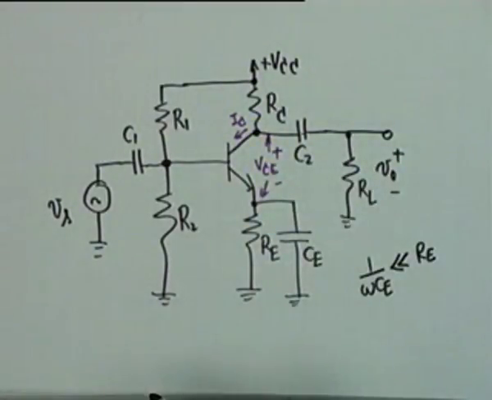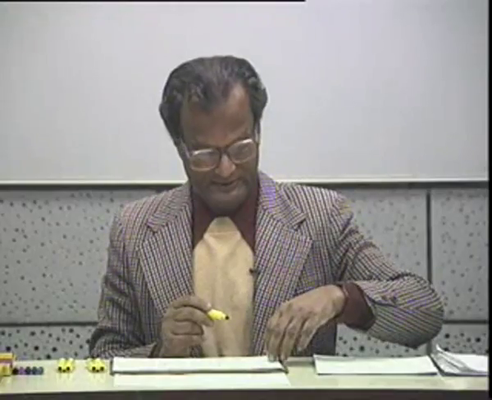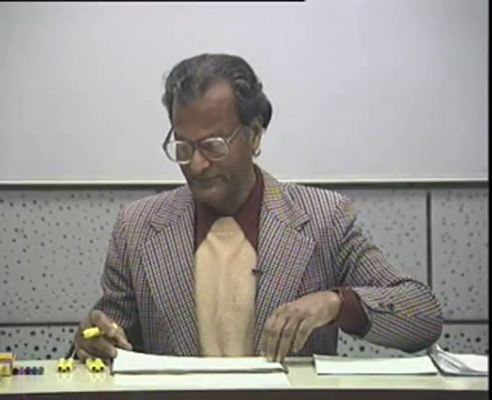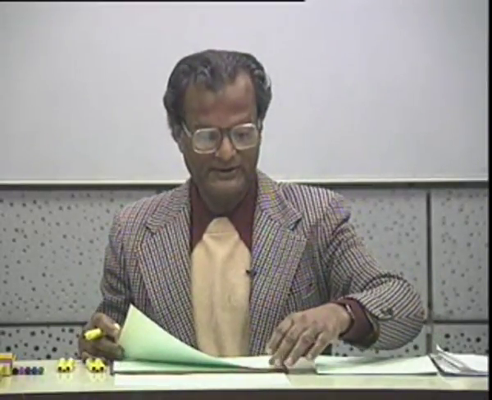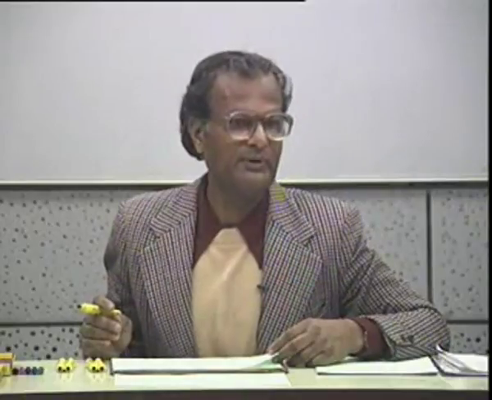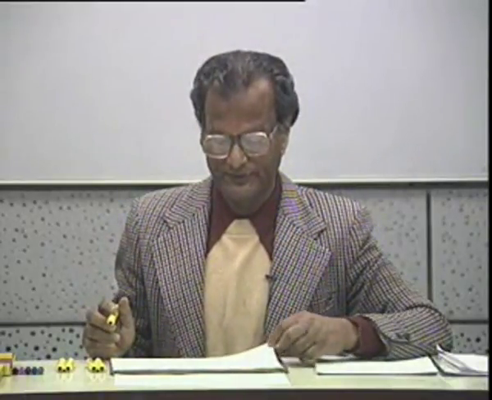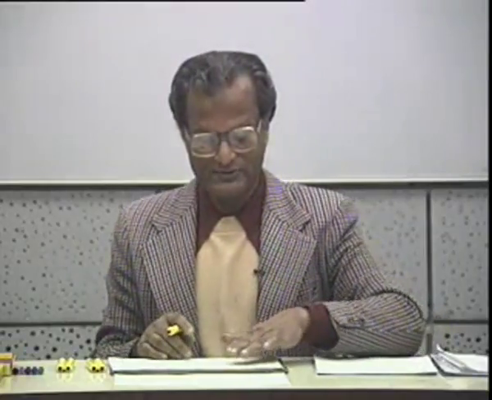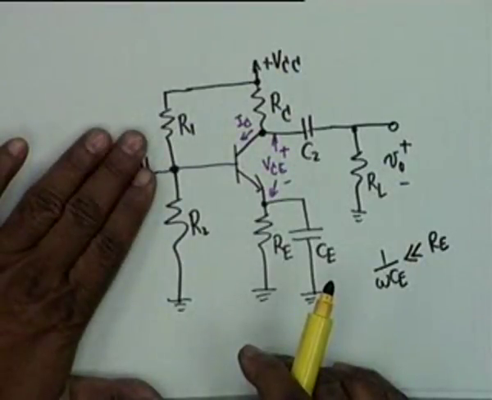VCE and I sub C, these define the operating point of the transistor, and this operating point must be chosen carefully. Let's look at the DC model of this amplifier and then see where the operating point should be. If you notice carefully, as far as DC is concerned, we can forget about C1 and Vs.